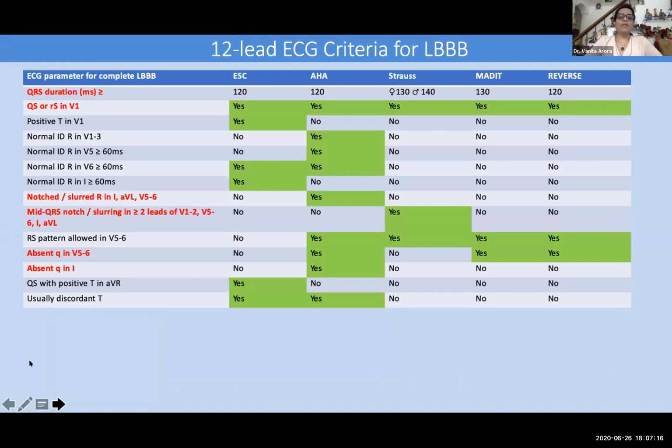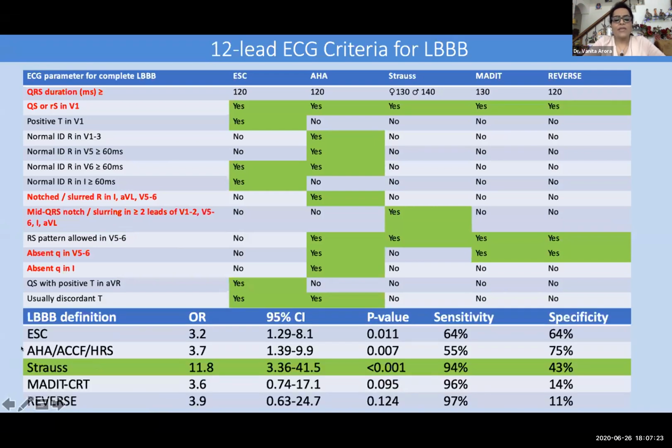The most important thing which I want to discuss here is the mid QRS notch that we have been discussing. If you see the Strauss criteria for the mid QRS notch, the slurring in more than 2 leads from V1 to V2 or lead 1, V5, V6, the mid QRS notch has a very high sensitivity, up to 94%, to be correlated to left bundle branch block who will benefit from CRT.